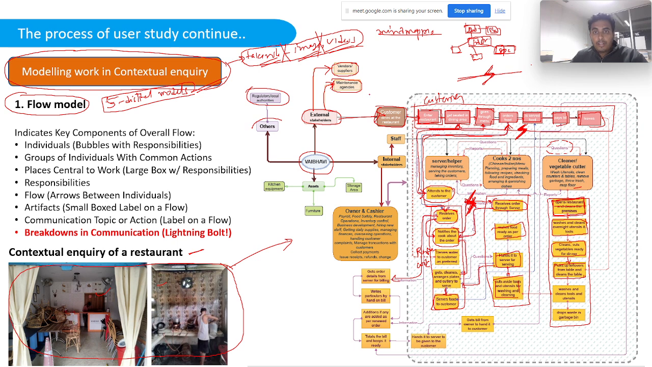So generally, when you do a contextual inquiry, you visit the place multiple times and look for various activities, various scenarios, and sometimes you may get exposed to such breakdown points where things go wrong, and you try to capture those events for your further inquiry and design purposes. Okay. So that is basically the flow model.